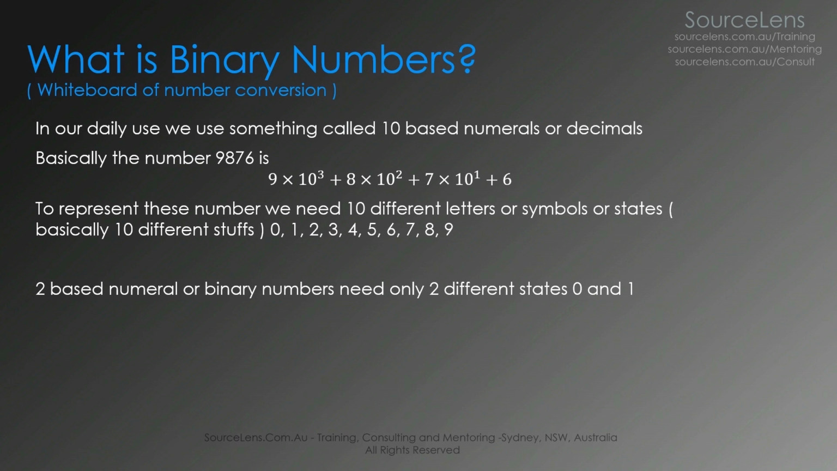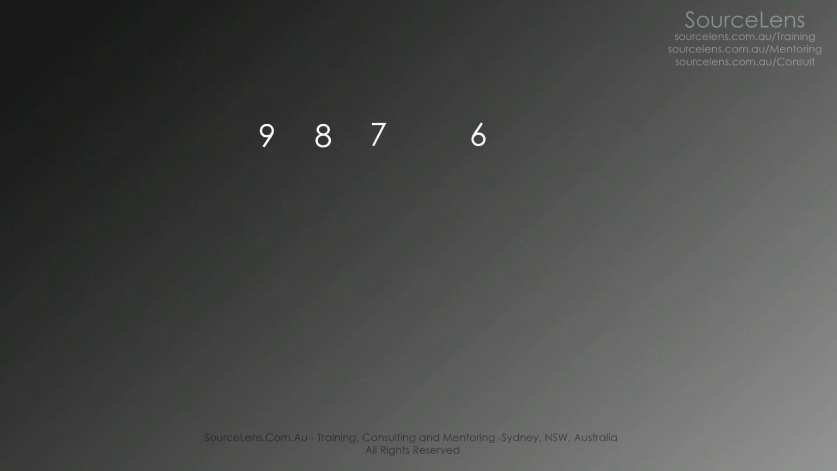So pretty much we have seen the conversion. In our daily life, we use 10 base numerals, and we have converted 10 base numerals into the base 2 format. And then we have seen a 2-based numeral as well. So this is pretty much showing exactly the same thing which we saw on the whiteboard. So 6 into 10 raised to 0, 7 into 10 raised to 1, 10 raised to 2, and 10 raised to 3. So that is how that number is formed.